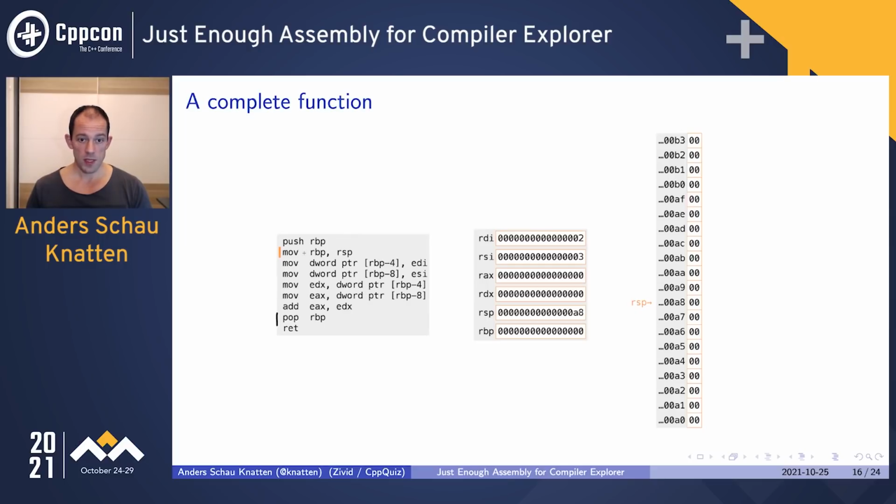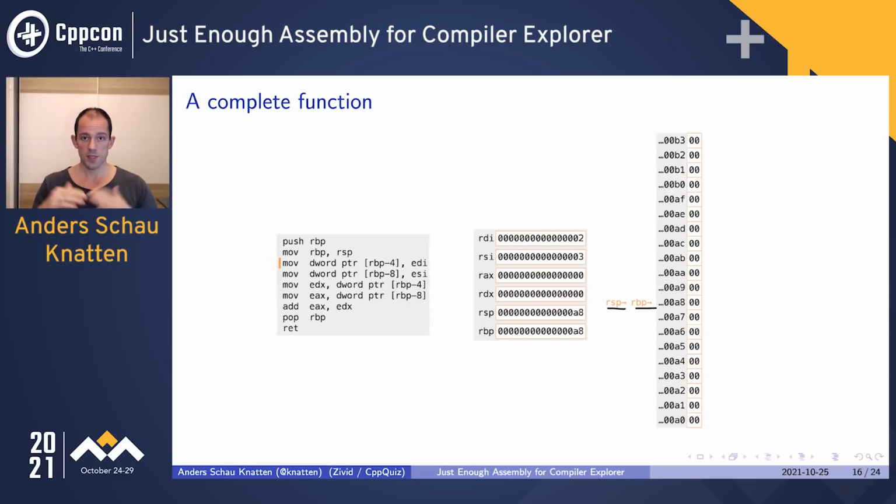And that's nice because the very next line here, we're actually messing around with RBP. We're taking a copy of RSP into RBP. So RSP is our stack pointer. We copy that into RBP. So now I'm visualizing both RSP and RBP here. And that's because RSP, when we start the function, is the beginning of our stack frame.